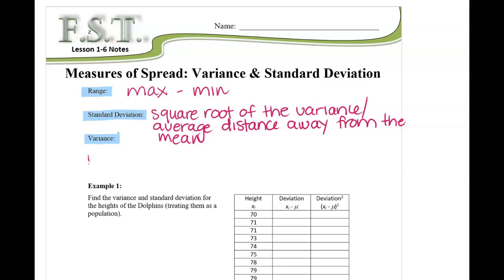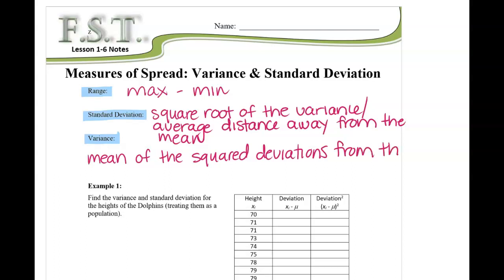The variance is the mean of the squared deviations from the mean, which just sounds like a bunch of junk. But these measure data spread, okay? Which is basically just how far pieces of data are from the mean.